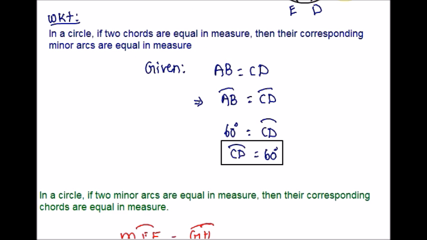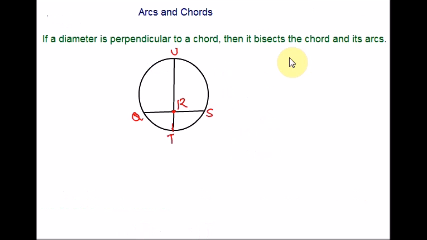Let me show some more additional theorems about chords in a circle. These theorems can be used to solve many types of problems. I'll just state the theorem first. Here is the next theorem. If a diameter is perpendicular to a chord, then it bisects the chord and its arcs. So it equally divides the chord and equally divides the arcs. UT is the diameter, QS is the chord. UT is perpendicular to QS, so obviously it will make 90 degrees. So the chord is bisected.